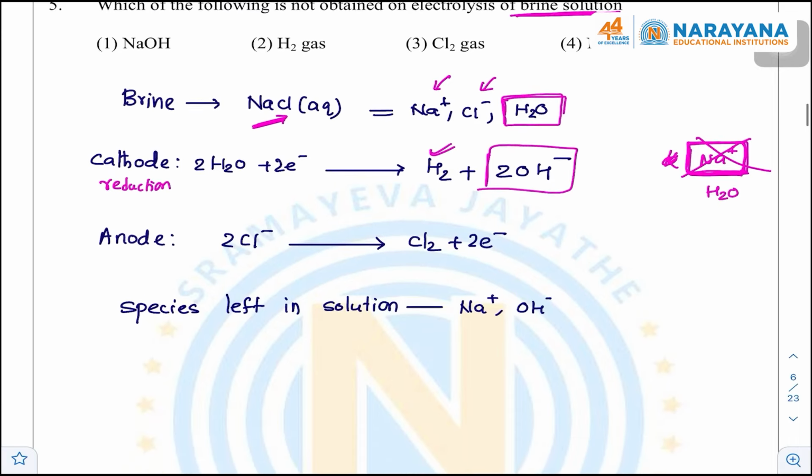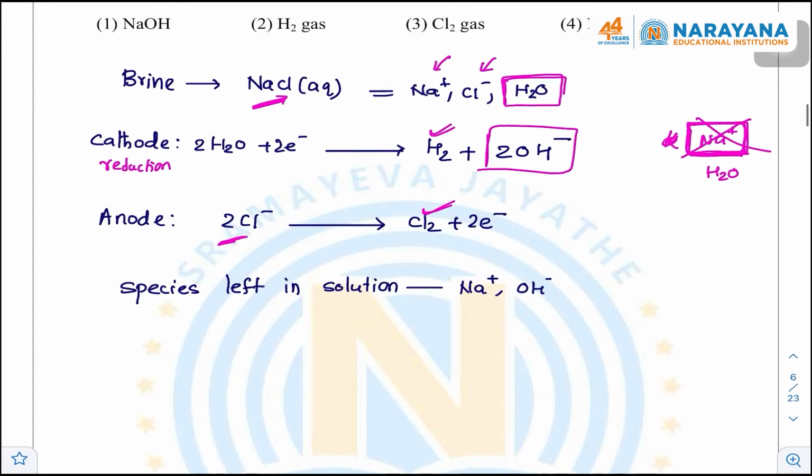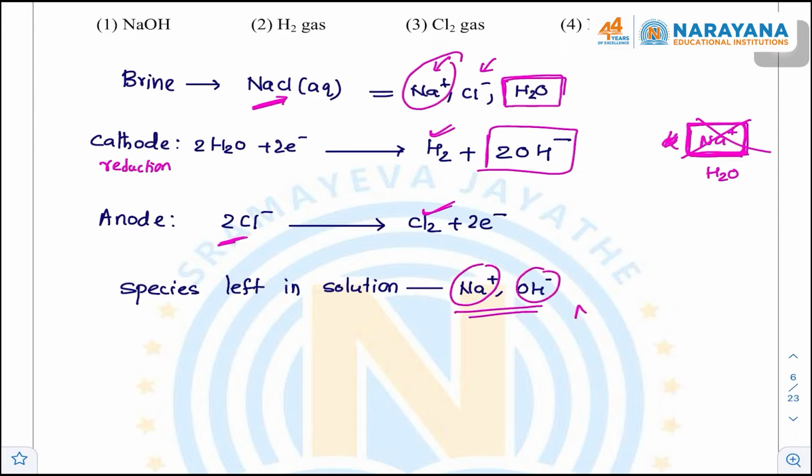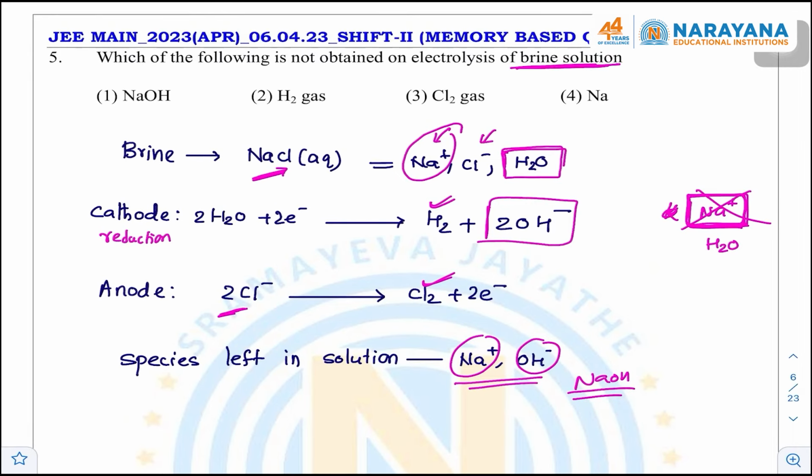So in concentrated brine solution, chloride ions will get oxidized to Cl2. So therefore, what is left in the solution? Sodium Na plus ions and OH minus are left. That is, sodium hydroxide is left in the solution. So now we can see that H2 gas is released at cathode. Chlorine gas is released at anode. Sodium hydroxide is left in the solution. Sodium metal is not at all formed in the process. So D will be the correct answer.